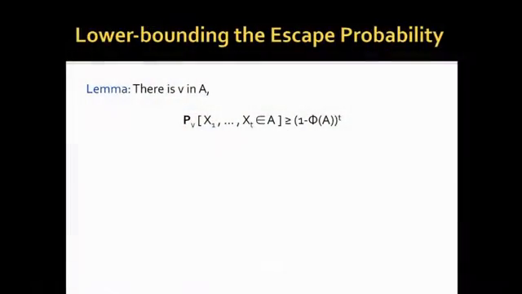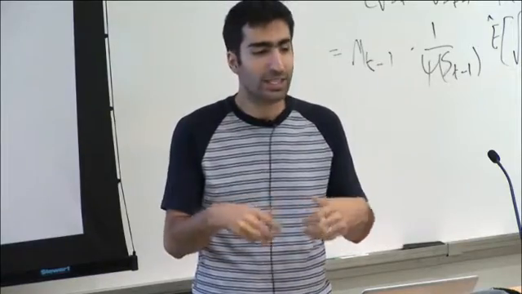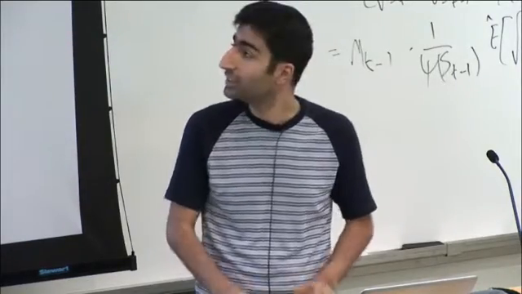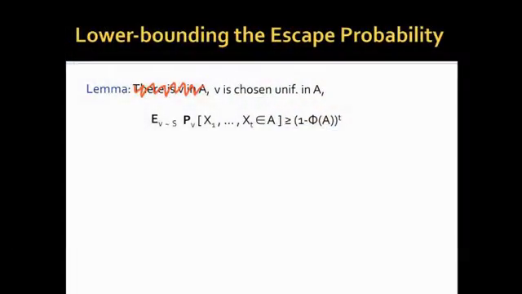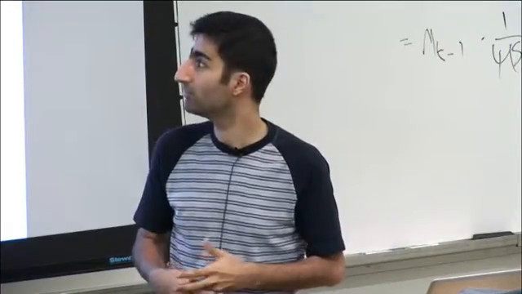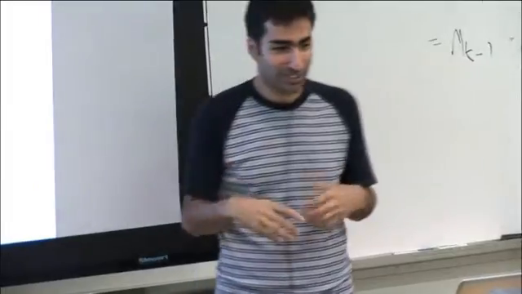So we just want to prove some property of the random walks. We just want to show that for every set A, there exists a vertex V such that the random walk never leaves A with probability 1 minus phi of A to the t. Okay? So again, I'm going to make it even stronger. I'm going to prove that if you choose V uniformly at random in A, it's never going to leave A with this probability.